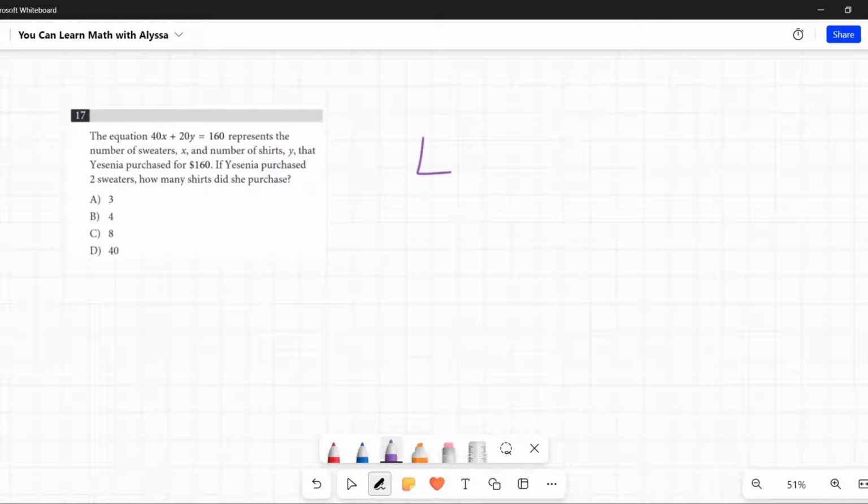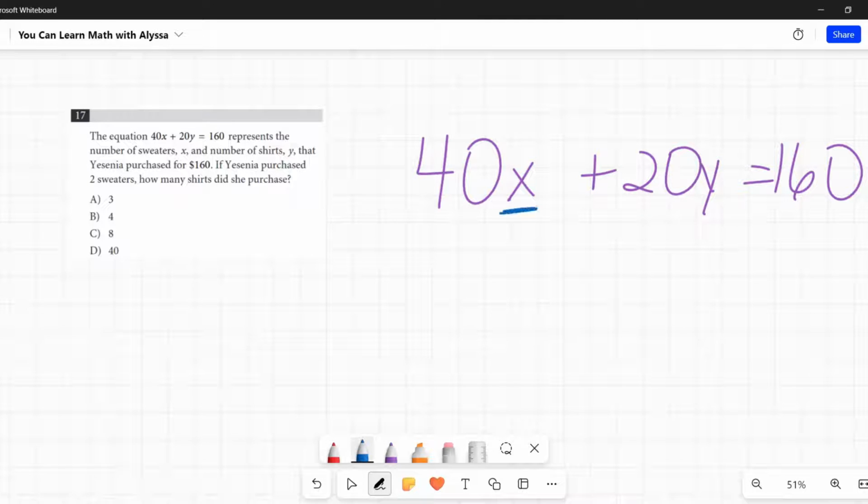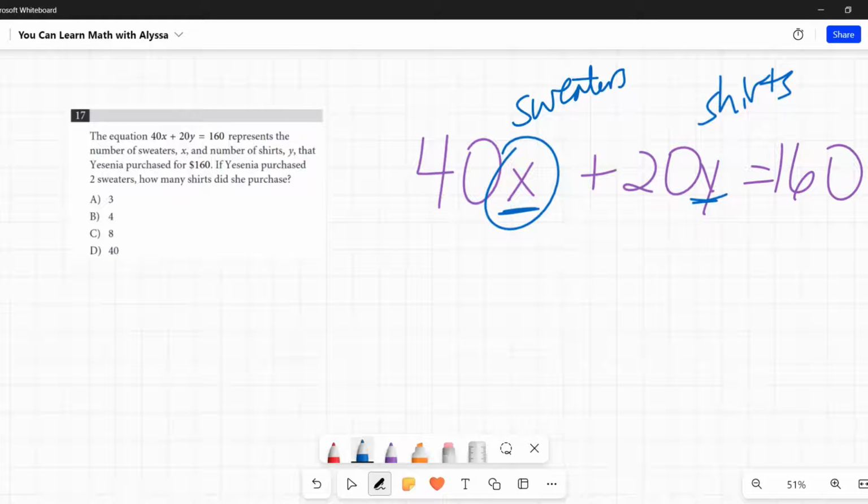Okay, so we're already given the equation. We don't have to figure it out. 40x plus 20y equals 160. So she spent $160 on sweaters and shirts. X is our sweaters. She purchased 2 sweaters, so they're telling us that this x is 2.